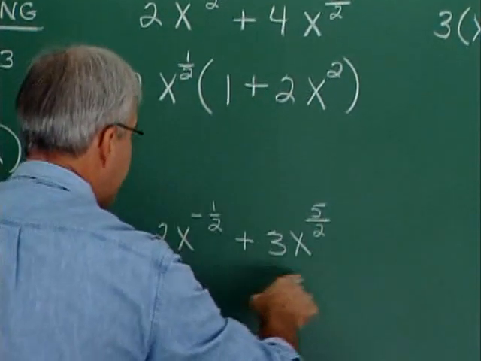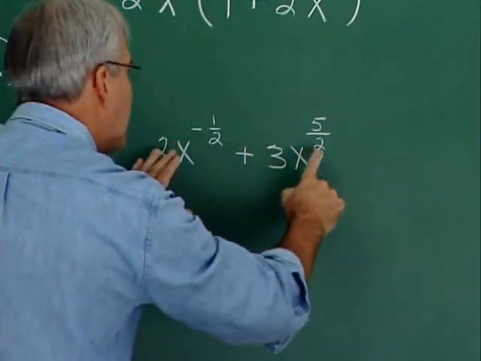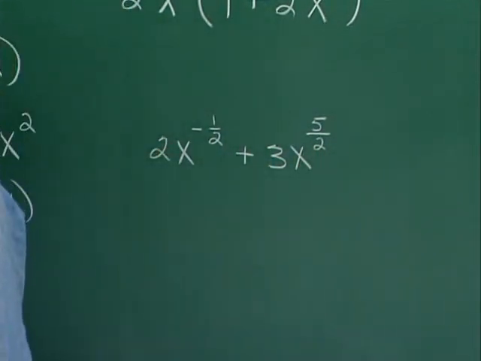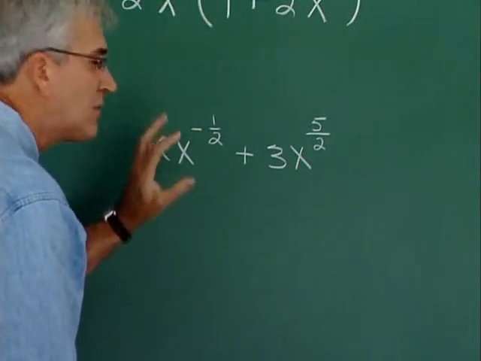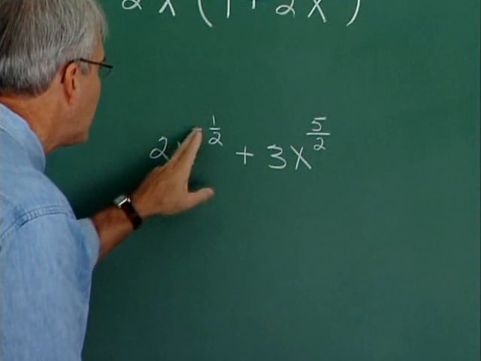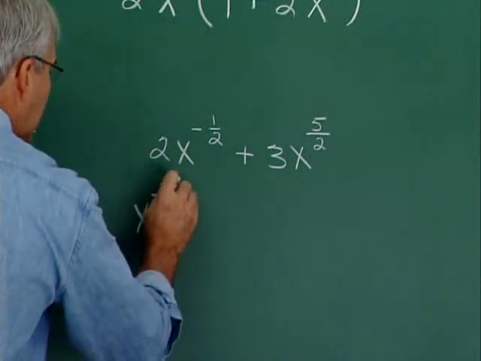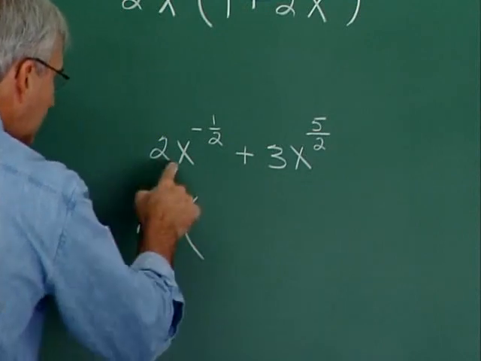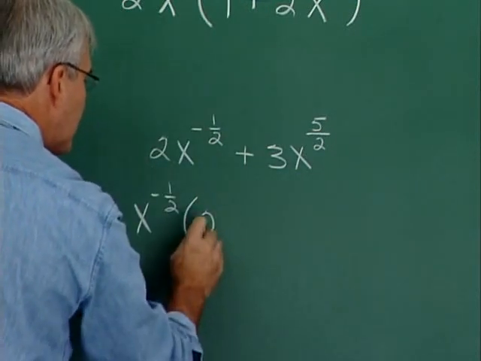Now, for this one, let's see. Look at the numbers. No common factor. Now, look at the exponents on x. Well, let's decide to take out this negative exponent. You see, let's decide to take out x to the negative 1/2 power. Let's do that. X to the negative 1/2. Pulling x to the negative 1/2 out of this term leaves the 2.